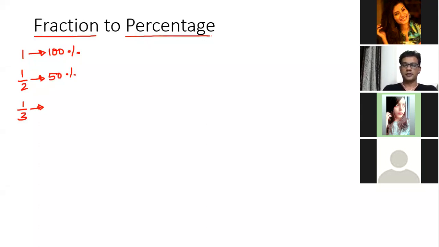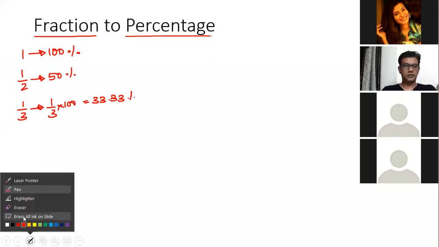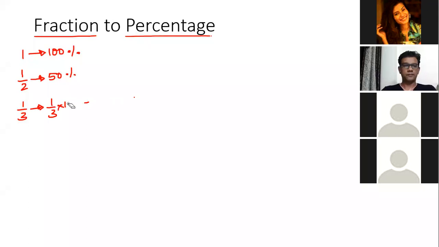What's 1 by 3, guys? 1 by 3 is basically, in terms of percentage, 1 by 3 into 100. And what is 1 by 3 into 100? 33.33%. Okay, so that's 1 by 3. I'm going to erase this for a while so that I can directly write down the values. So 1 by 3 is 33.33%. What will be 1 by 4 in terms of percentage?